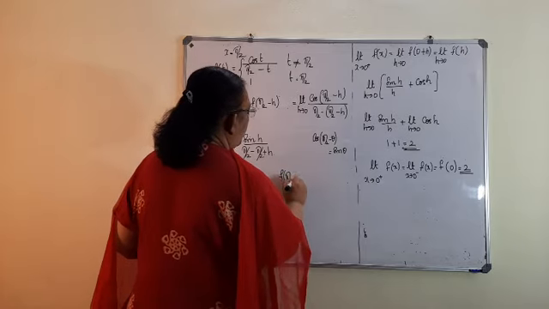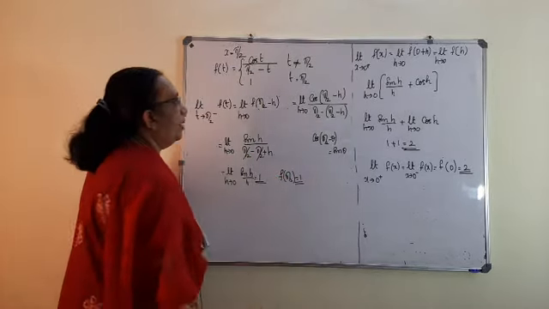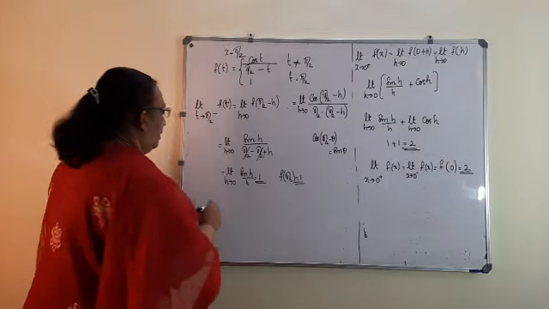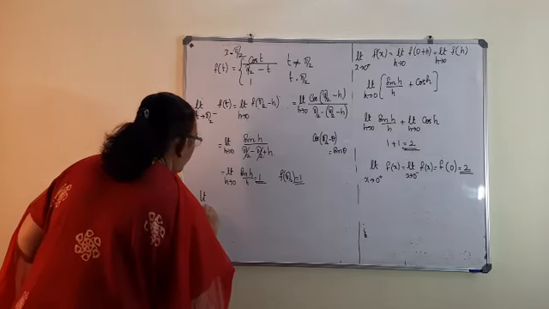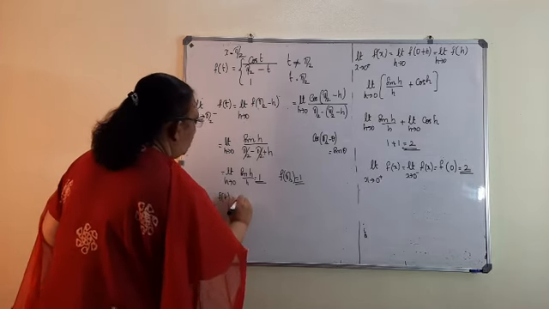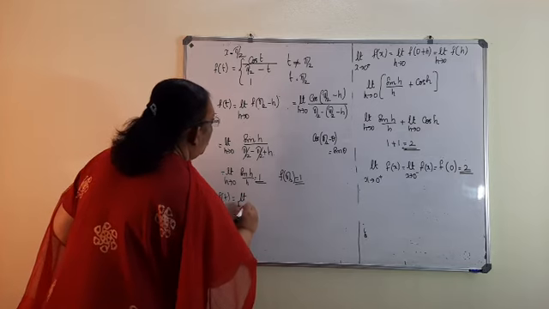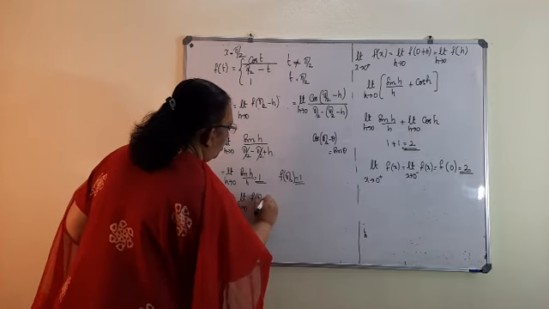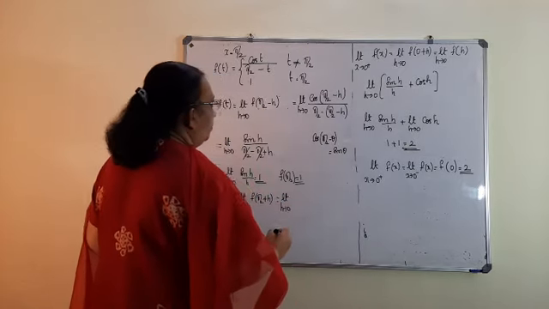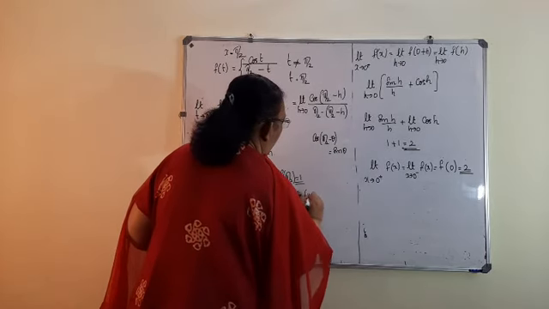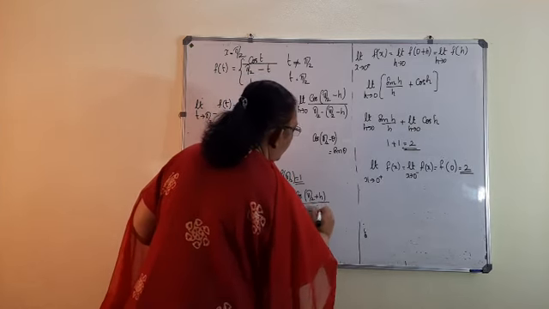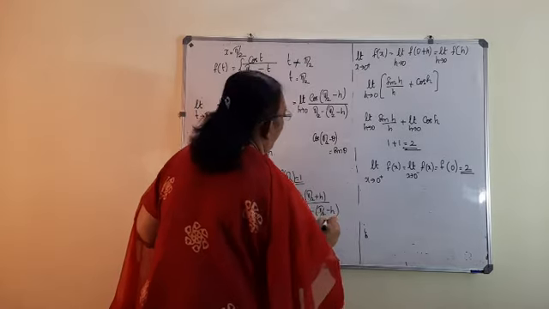F of pi by 2 is equal to 1. Now we have to see about the right hand limit. Limit t tending to pi by 2 plus f of t is equal to limit h tending to 0 f of pi by 2 plus h, that is equal to limit of h tending to 0 cos of pi by 2 plus h divided by pi by 2 minus pi by 2 minus h.